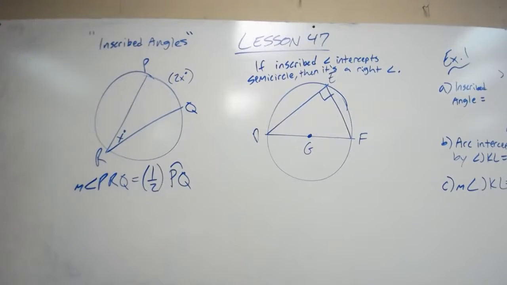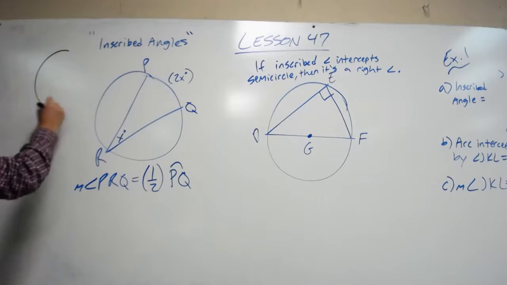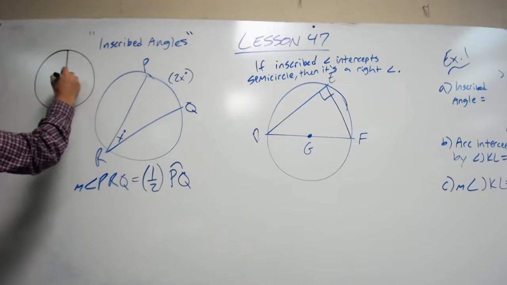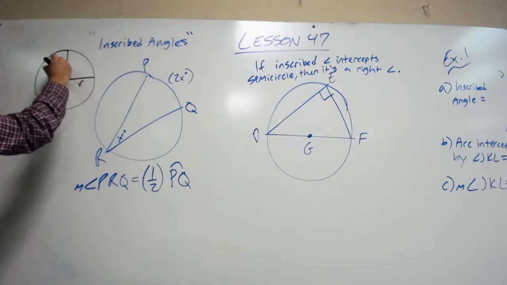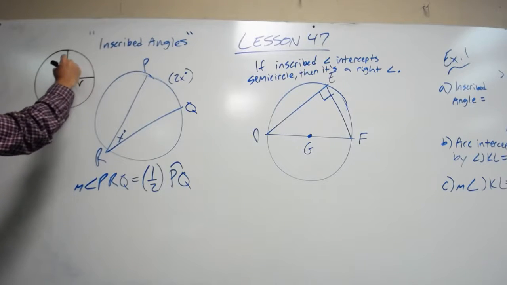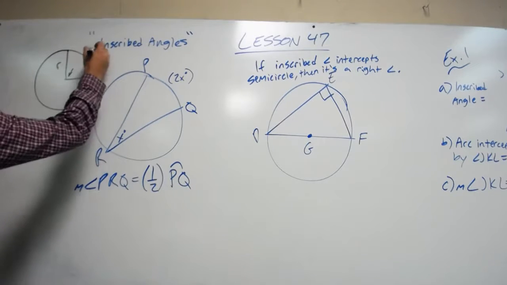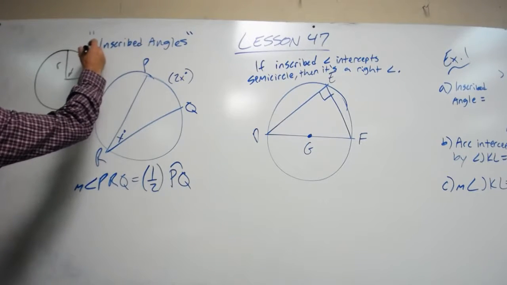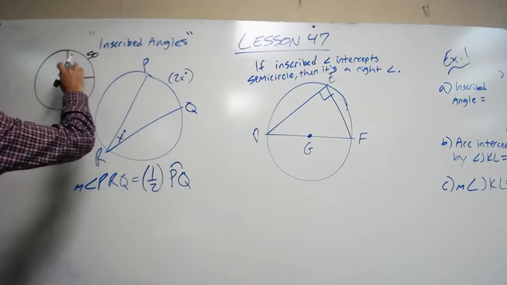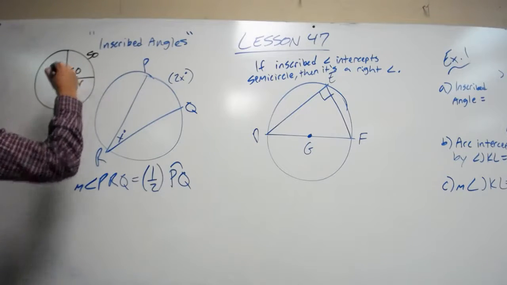Lesson 47, circles and inscribed angles. Previously we've done central angles, and this goes along with central angles. When we had two radii, we knew that this angle was called a central angle, and it was the same measure as its arc. So if this measure was 50, this angle was also 50.